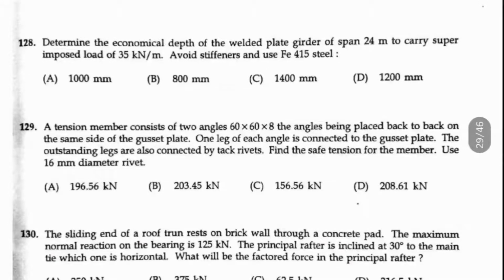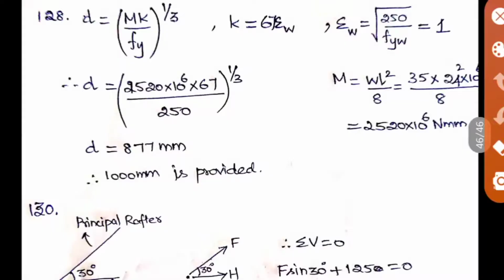So question number 128. Determine the economical depth of the welded plate girder of span 24 meter to carry superimposed load of 35 kilonewton per meter. Avoid stiffness and use Fe415 steel. So here, this is the formula, that is the economical depth D is equal to (Mk by Fy) the whole power 1 by 3, that is cube root.